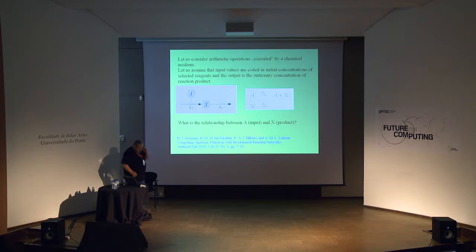Okay, so the number of A molecules doesn't change in time. But what about X molecules? X molecules are produced from A molecules, and this rate is k1 multiplied by the concentration of A, and they disappear in the reaction involving X, and the rate of disappearance is proportional to the concentration of X.